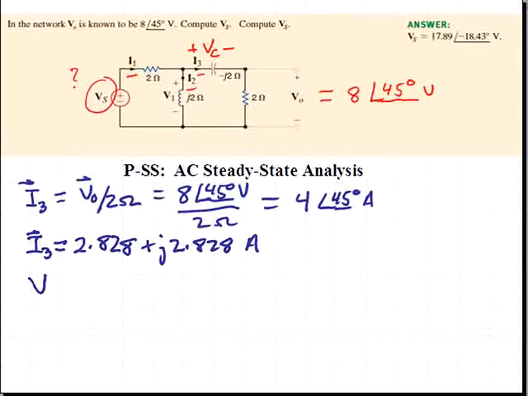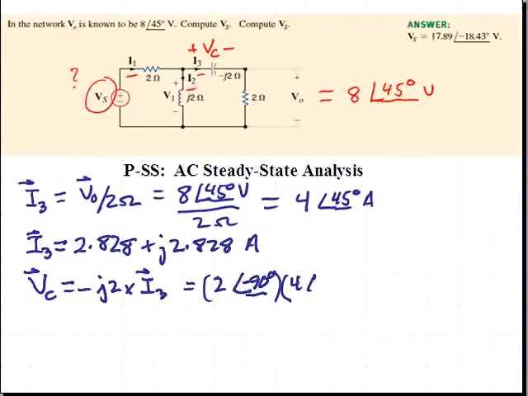The capacitor voltage now can be obtained as its impedance, minus J2, times the current I3. This is equal to 2 at an angle of minus 90 degrees for the impedance times the current, which is 4 at an angle of 45 degrees amperes, and this is equal to 8 at an angle of minus 45 degrees volts.